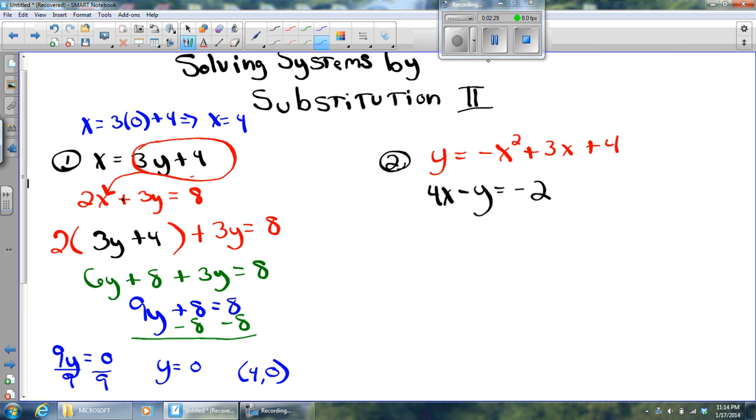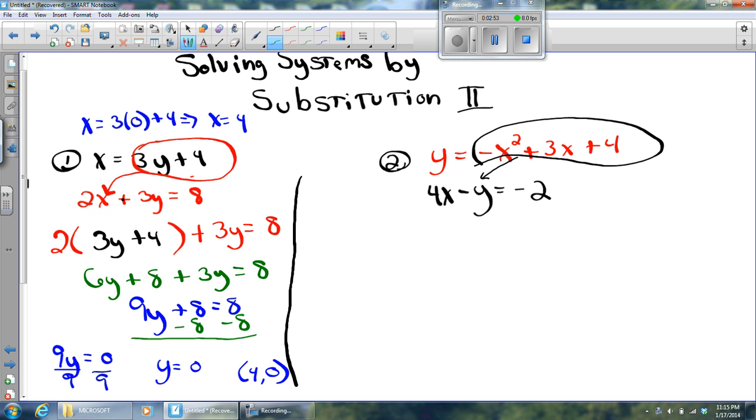All right, let's check out number 2. I have y alone in my quadratic. I can do this. I'm just going to take that quadratic and plug it in for y. And I'm glad I'm going to, because you see this negative here? I'm going to have to pay attention to what's going on. So I'll separate my work here.